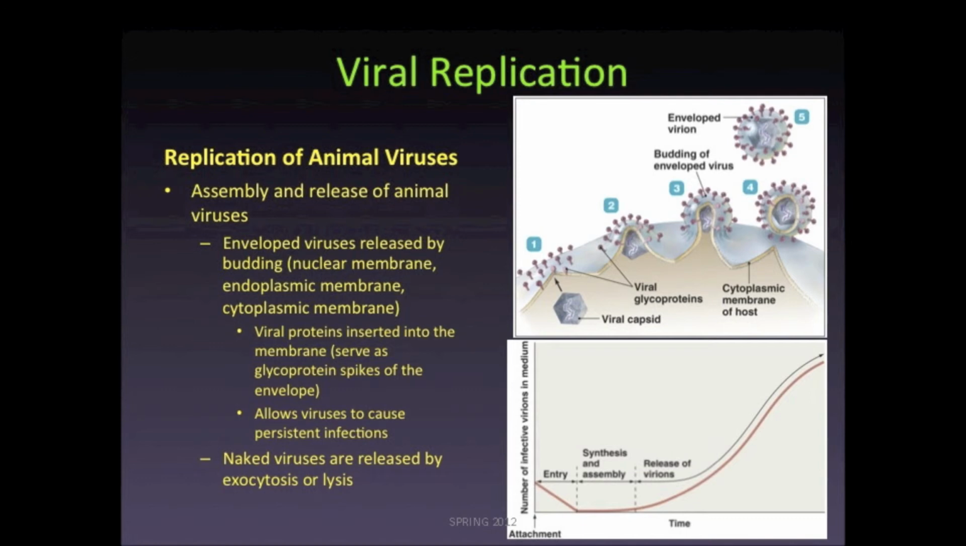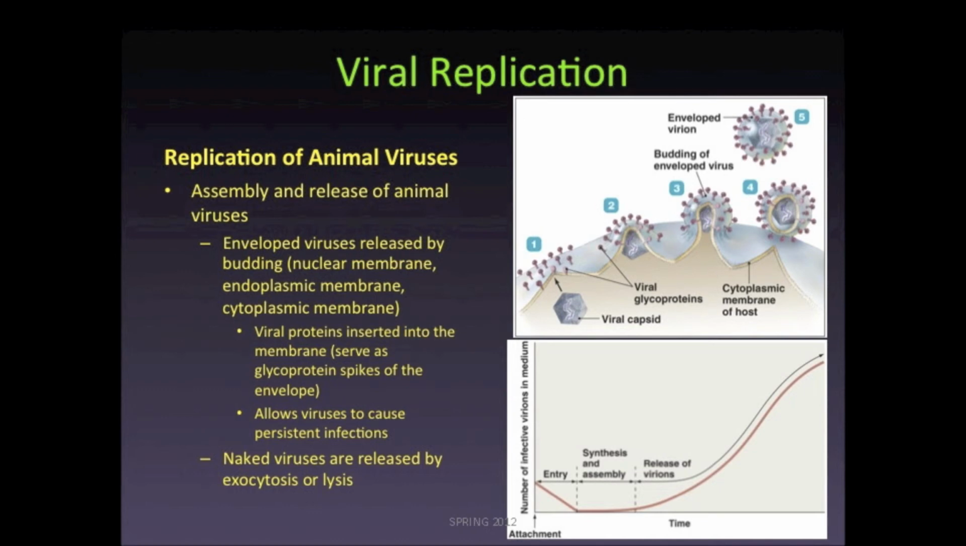The mechanism by which a virus is released from the cell is dependent upon the presence or absence of a viral envelope. Those lacking an envelope are referred to as naked viruses. Naked viruses may be released through exocytosis or by lysing the host cell. When naked viruses exit the cell through exocytosis, they do not acquire part of the host cell membrane.